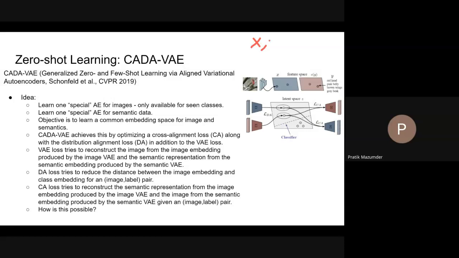You have both x as well as y, at least for your seen classes. X is your image vector that is given by some pre-trained model, and y is a semantic vector of that class that is given by, say, word2vec. Yes. Now you ask your question.